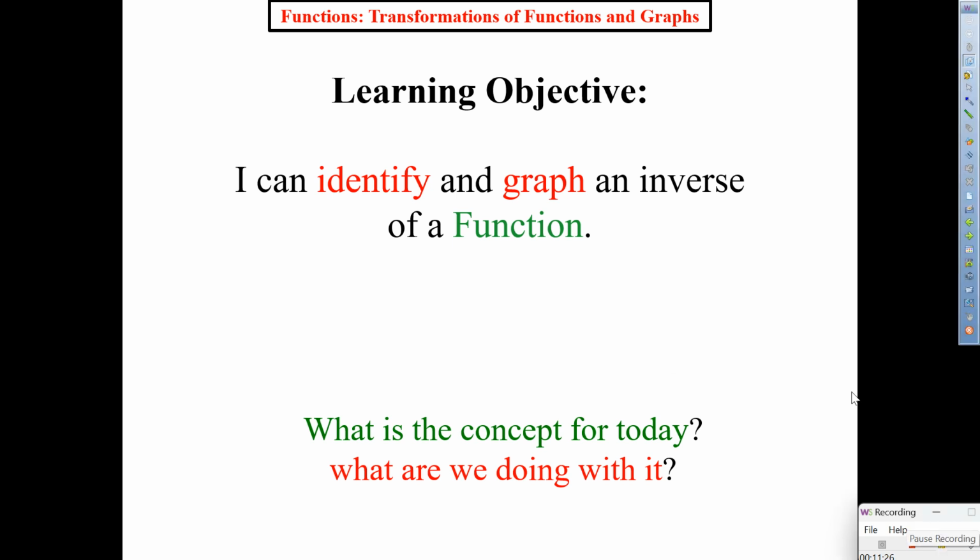So our objective for today: I can identify and graph inverse functions, or the inverse of a function. Remind your neighbor once again, in definition, what is a function? What is a function? And Brandon will enlighten us. Brandon Doherty, go. One input for each output. So it's a relation where for every input there's exactly one output.